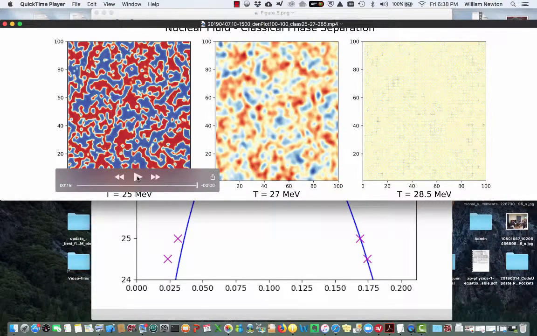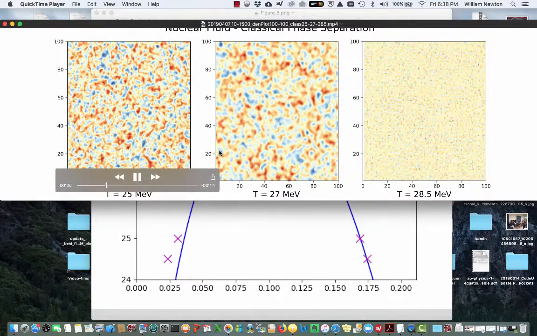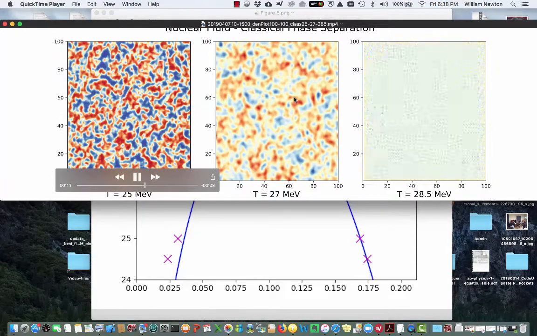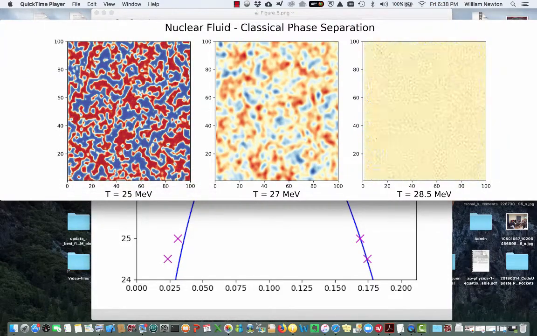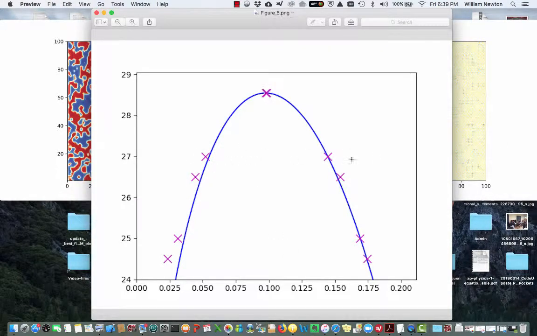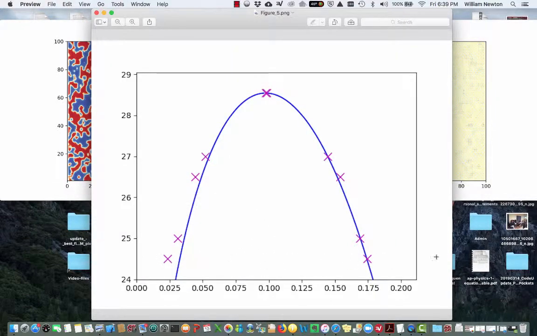At a higher temperature, a similar thing happens, but you'll see that the contrast in density between the high and the low density phases is much less. Right, so the redder something is, the lower density it has, the bluer something is, the higher density it has. Here it's a lot fuzzier and the distinction isn't so sharp. The high density fluid is at a lower density and the low density gas is at a slightly higher density. So that corresponds to a temperature of around 27 MeV here compared to 25 MeV around here.